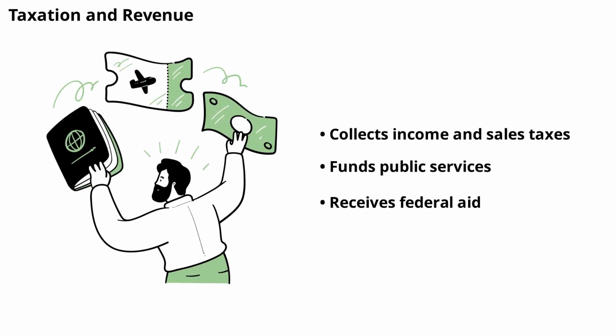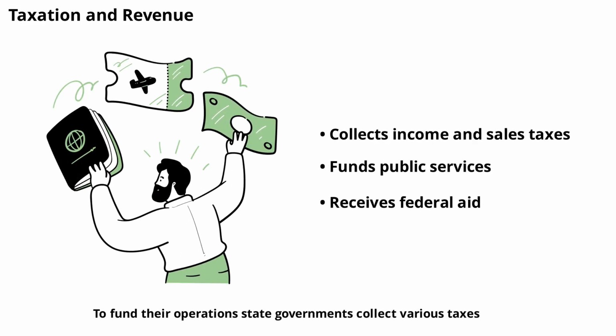To fund their operations, state governments collect various taxes, such as income, sales, and property taxes. These funds are used to pay for public services and infrastructure. States also receive money from the federal government and other sources. Effective tax policies help ensure that the state can meet its obligations and invest in the future.